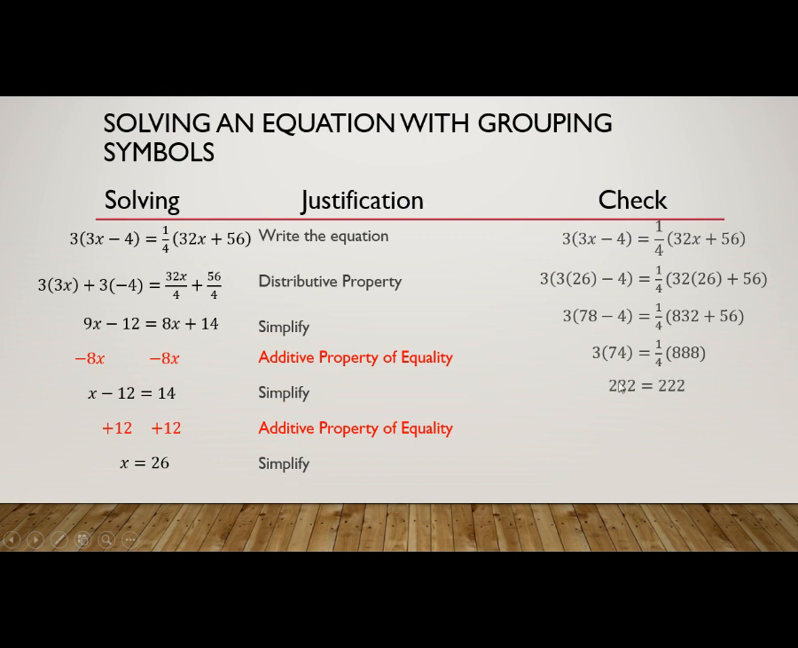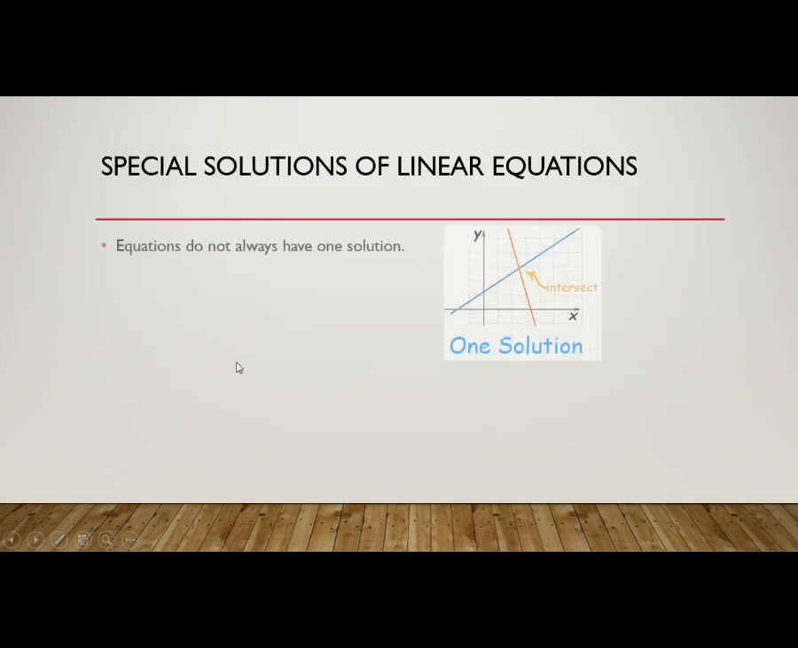3 times 74 is 222. 888 divided by 4, or 1/4 of 888, is 222. So both sides came out the same. This is a true statement. We found the correct answer. So this is what it's going to look like when you need to distribute before eliminating the variable from both sides.